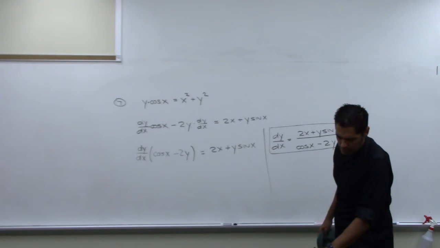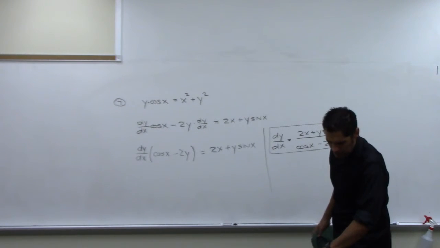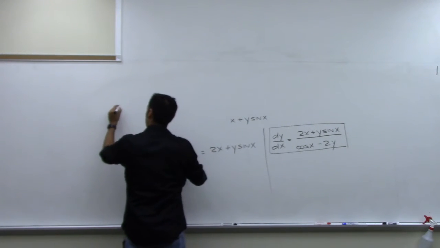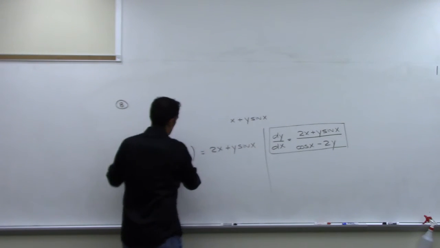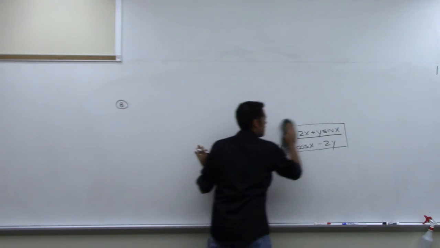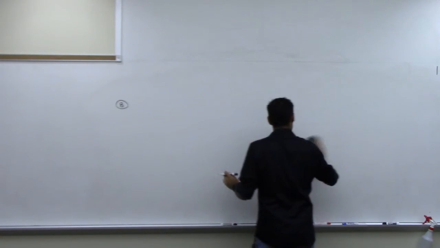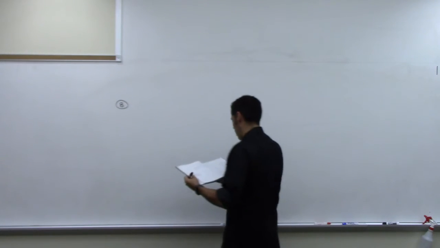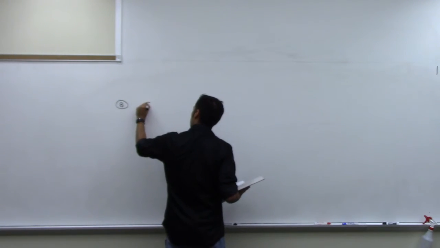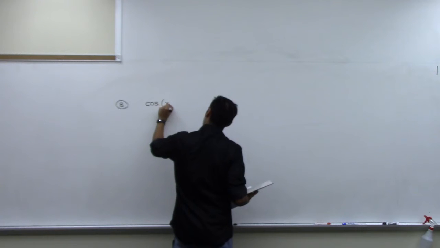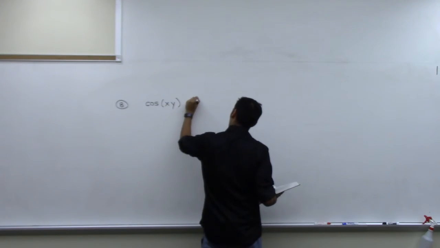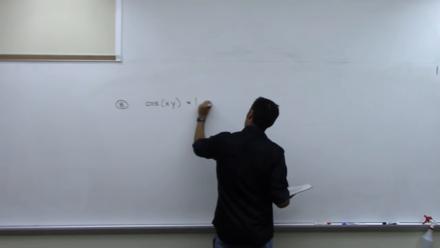All right, let's look at number 8. I only have about 10 more minutes. But this is a good problem. Cosine x times y equals 1 plus sine y.